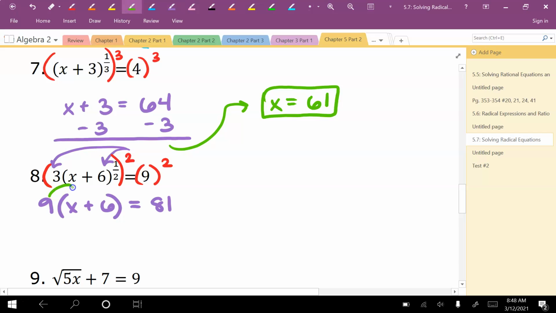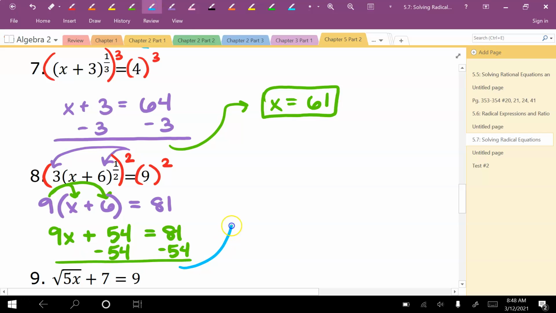So I'm going to distribute 9 times x, 9 times 6. So that would be 9x plus what? 54. Good. 54 equals 81. What do I do next? Subtract 54. Yep. So now I have 9x equals 27. So what are we getting for an answer here when I divide by 9? 3. Good. X equals 3.